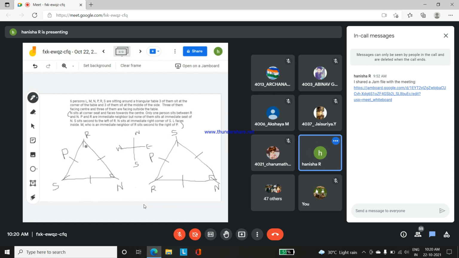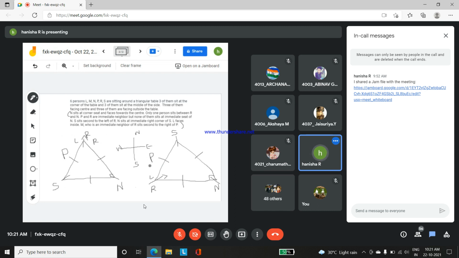Now, if this is to be the left hand direction, if S is sitting at the left side of R, then where will R face? If R faces towards north, this will be your left and this will be your right. So to the second left of R, you have S. So R is facing outside, away from the center. With the help of this clue, we are able to get the direction of R here. Similarly over here, if R faces inside, this will be the left hand direction. So second to the left of R, you have S. So with the help of this clue, we are able to get the direction of R.